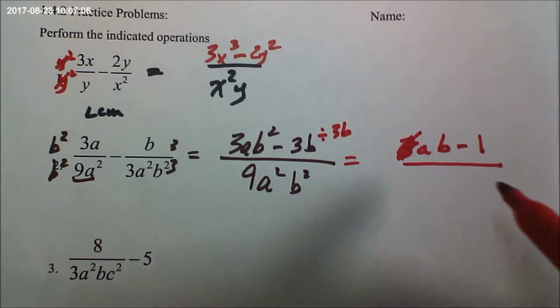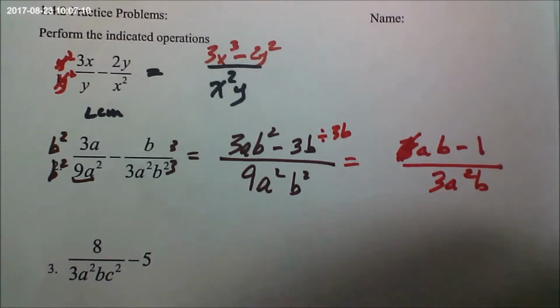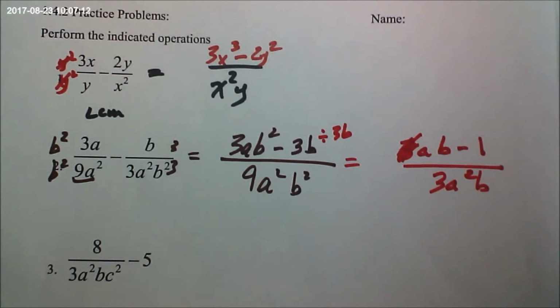So it's just 1.3a squared b, is that right? Okay. There was something super simple you guys missed at the very beginning that would have made your life even easier. And here is your clue.